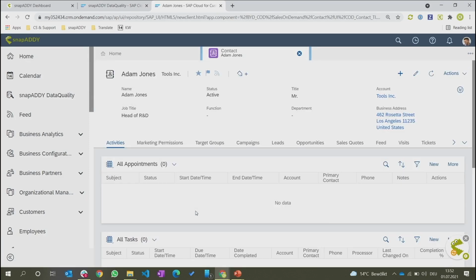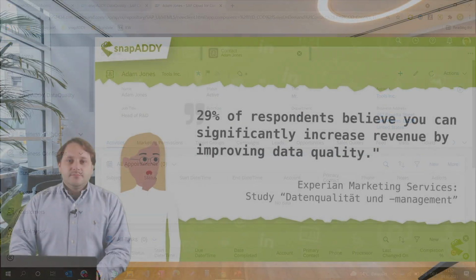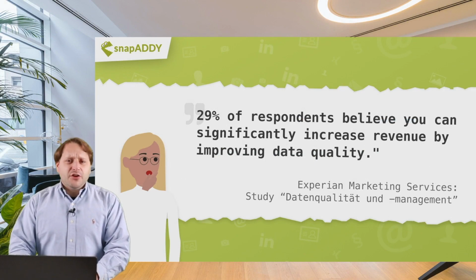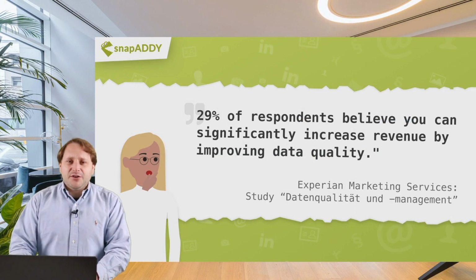And once again, we're taken to the contact page, and we can see now that the job title has been updated as well as the address. So as you can see, updating your CRM with data quality has never been easier.